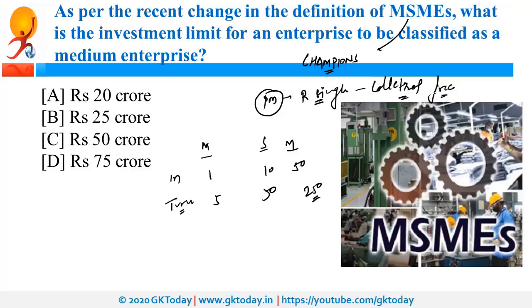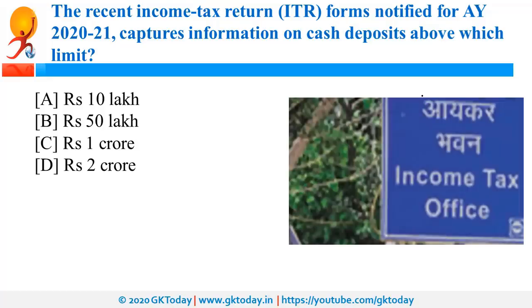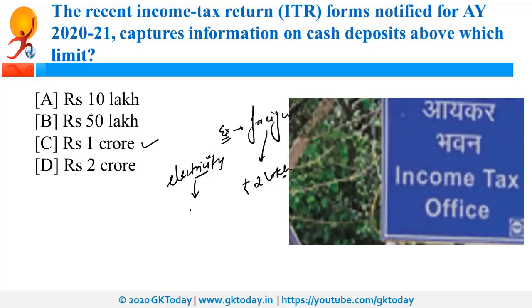So this committee will find out whether MSME sector is facing any issue in the implementation of this collateral free scheme. Next question is, the recent income tax return forms notified for assessment year 2020-2021 captures information on the cash deposits above which limit? So as per the recent government notification, for the first time the form separately captures information on cash deposits exceeding ₹1 crore and expenditure on foreign travels exceeding ₹2 lakhs and electricity expenses exceeding ₹1 lakh. So the form is going to separately capture information on these three entities, that is cash deposit above 1 crore, expenditure on foreign travels above 2 lakh rupees and electricity expenses above 1 lakh rupees.